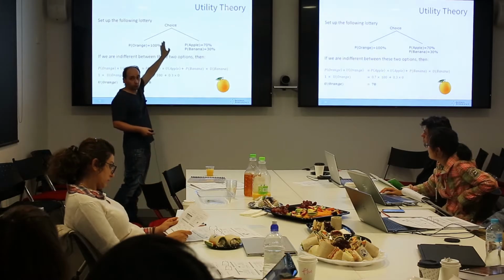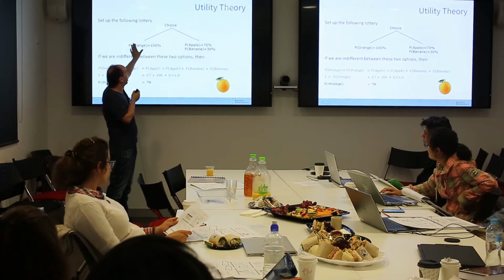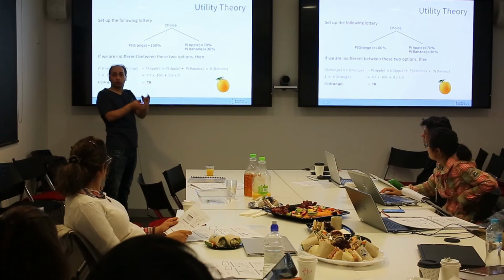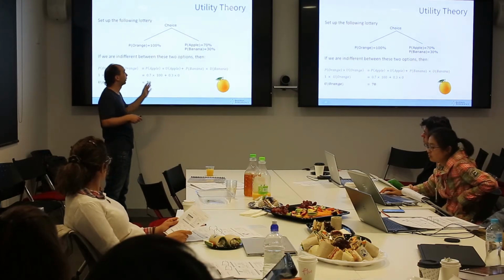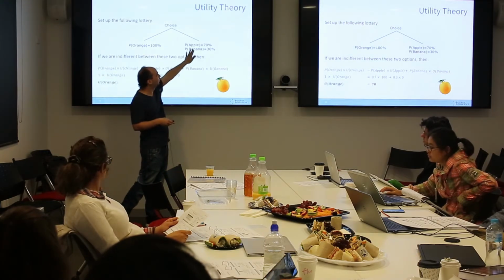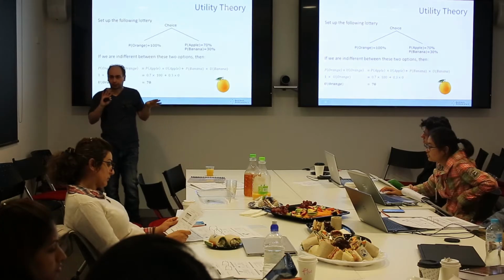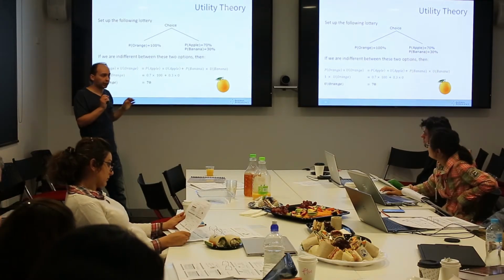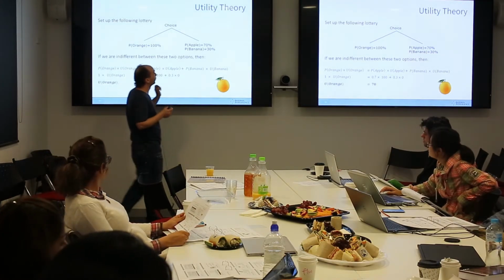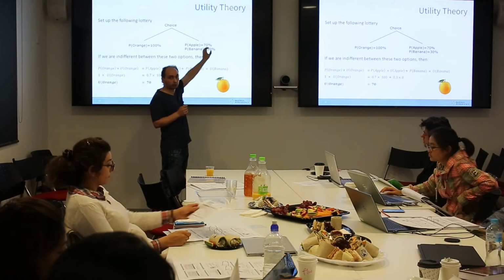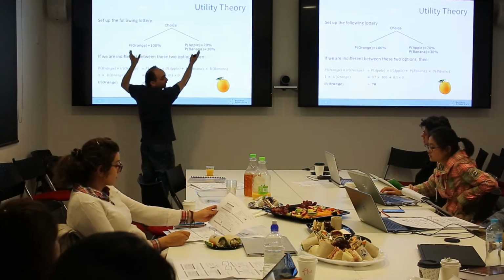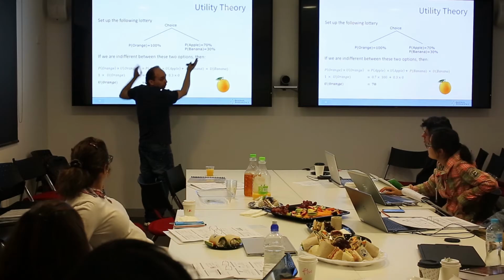Okay, so we give people a choice. We can say, all right, either I give you an orange with probability 1, or I'm going to give you an apple or a banana with some probability. And I'm going to vary this probability until, essentially, this is a scale, until this scale balances.